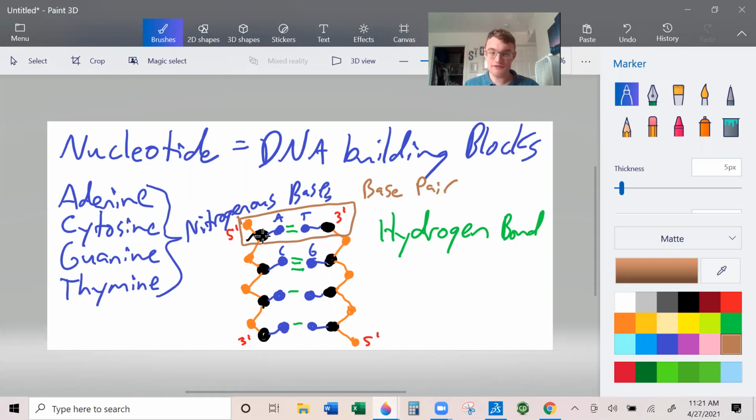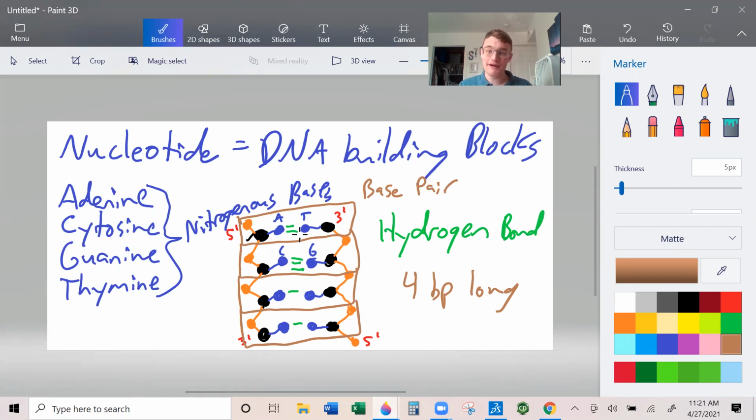So if I were to measure how long my example DNA molecule is here, we've got one base pair, two base pair, three base pair, four base pair. So I would say that this molecule is 4 base pairs. We abbreviate it bp long. Notice, a base pair has 2 DNA nucleotides in it. So this strand has 8 nucleotides, but 4 base pairs. So don't get those mixed up. 8 nucleotides, 4 base pairs.